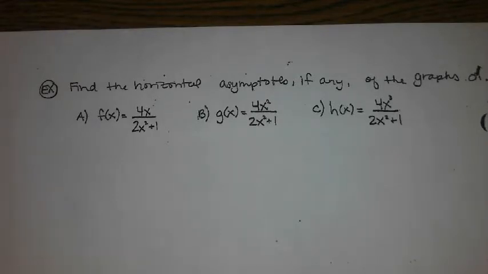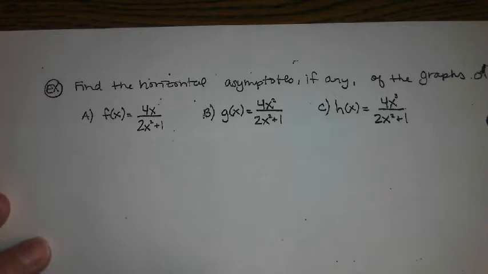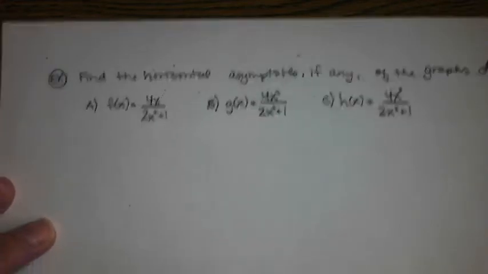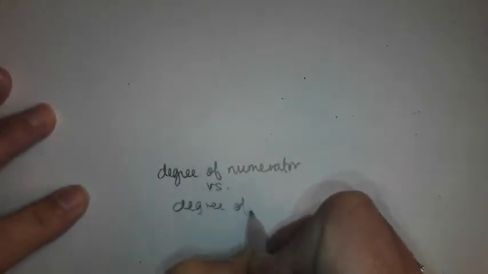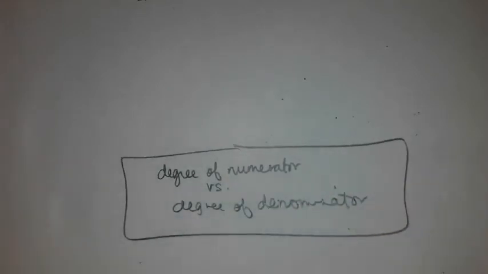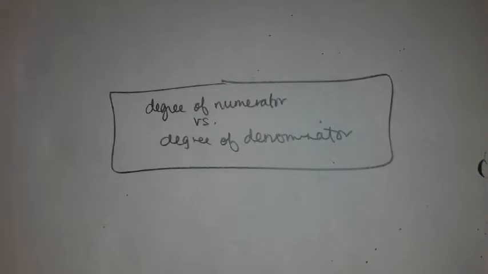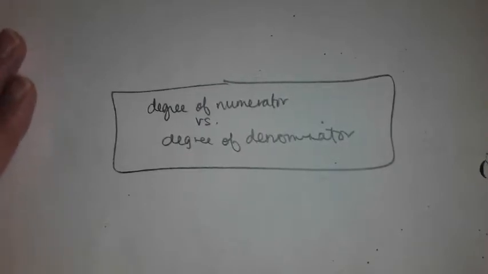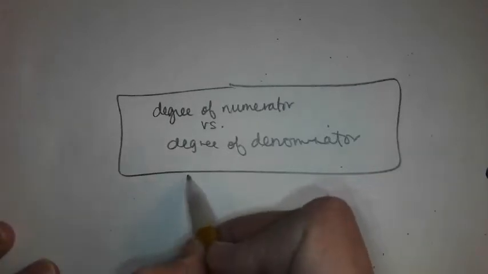Essentially, there are 3 rules that we have to know, and the rules are based on the degree of the numerator compared to the degree of the denominator. Your analysis of how these two things relate to each other is going to tell you where the horizontal asymptotes are. Okay? There are three scenarios.